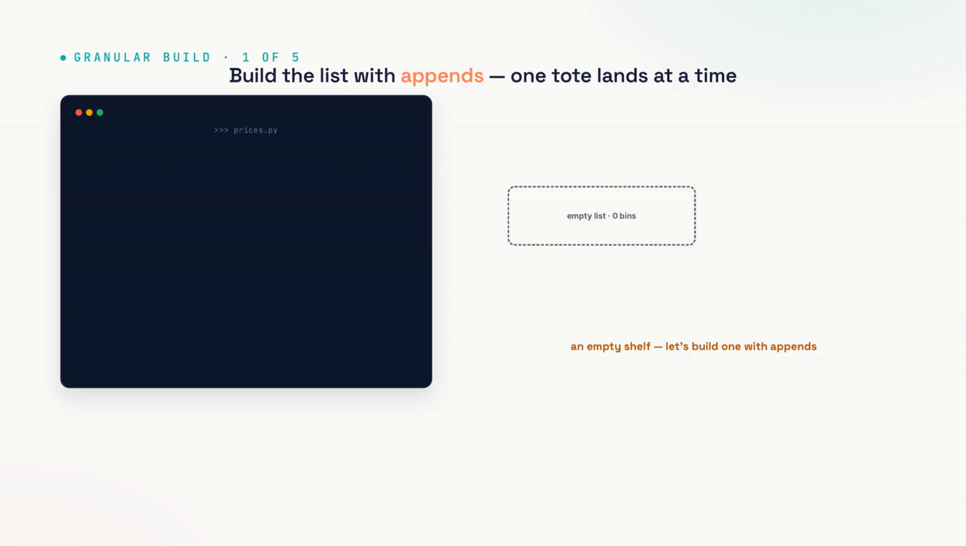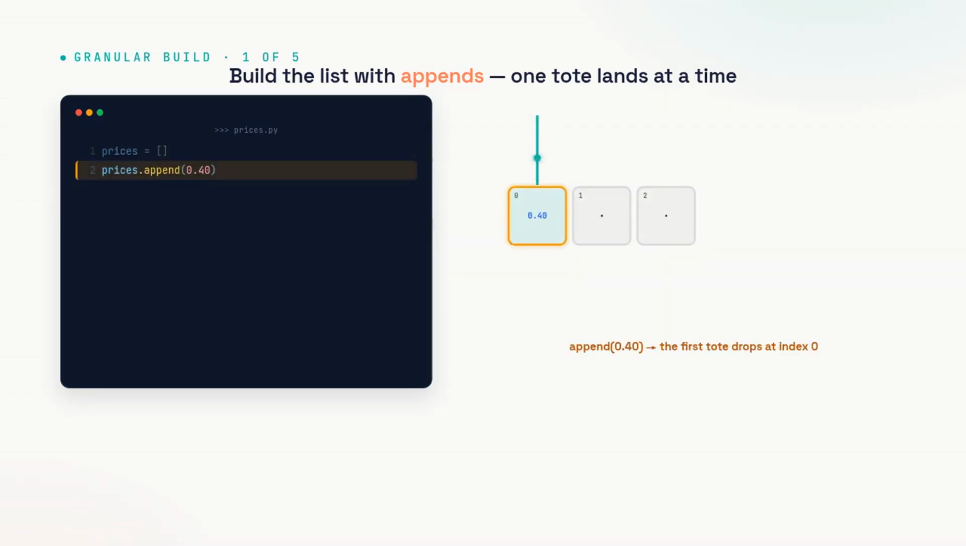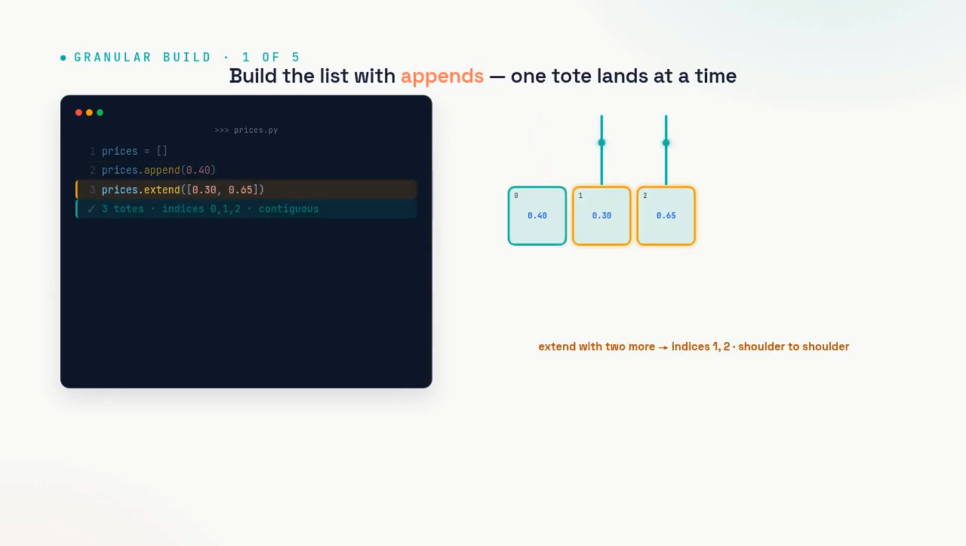Granular build, step 1. We start with an empty shelf, 0 bins allocated for values, nothing on it yet. Watch how each tote lands. In code, an empty list is just prices equals square brackets. Right now the shelf is empty, no bins, waiting for totes. Now we append the first tote, 0.40. Append always goes to the next free slot at the end, so it drops at index 0. One tote, one bin. Then we extend with 2 more, 0.30 and 0.65. They land at indices 1 and 2, shoulder to shoulder. 3 totes, 3 bins, and the index is just the position. You read it straight off the bin number.